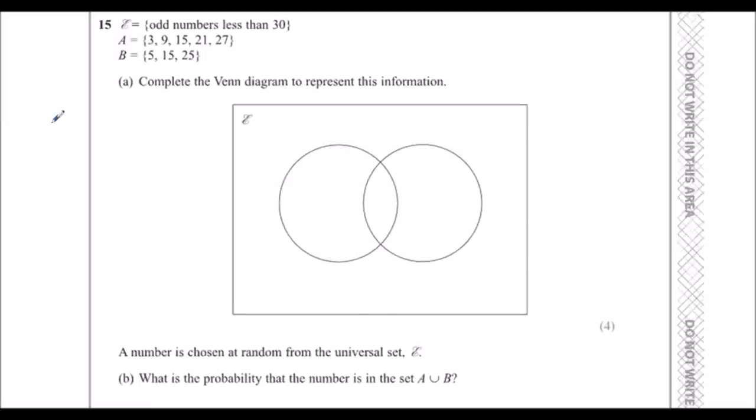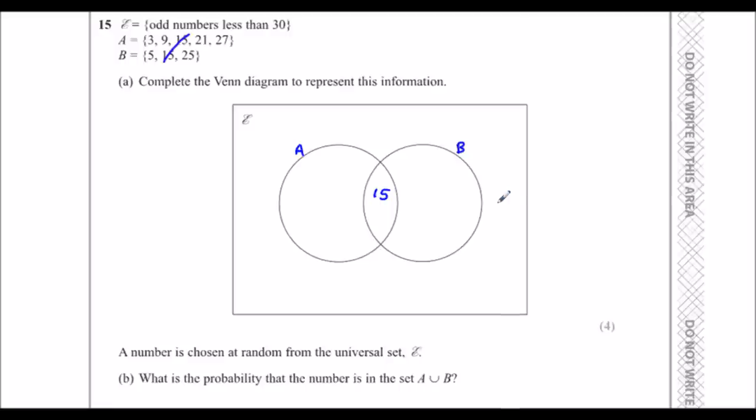Okay, question 15. So everything is all the odd numbers less than 30. And we've got A and B. We've got to put it into the Venn diagram. So we've got to put all the odd numbers less than 30 in somewhere. And we've got two circles, A and B. So what goes in both? So what is in A and B? You can see 15 is in both of them. So let's put 15 in the middle.